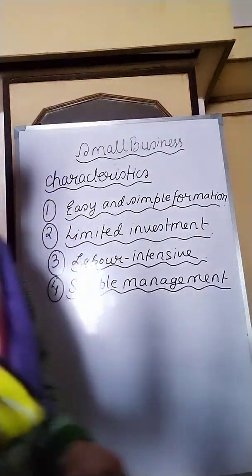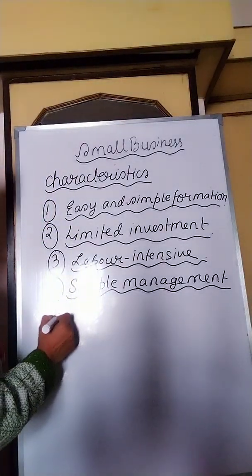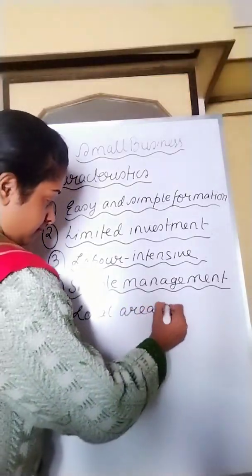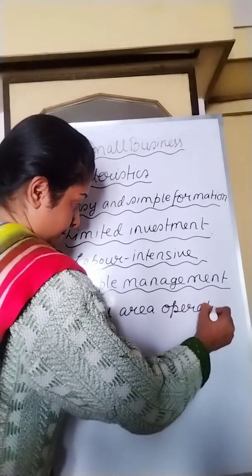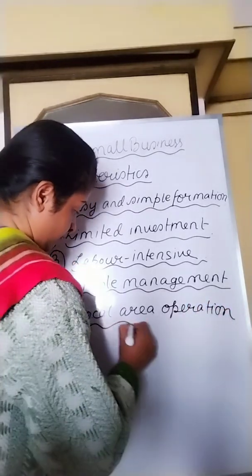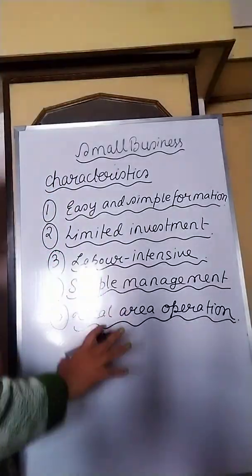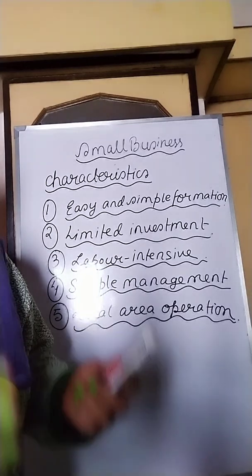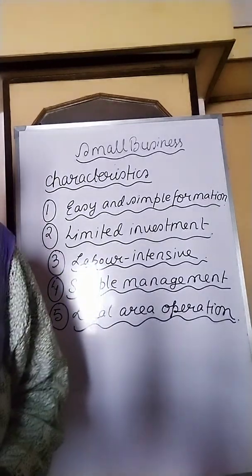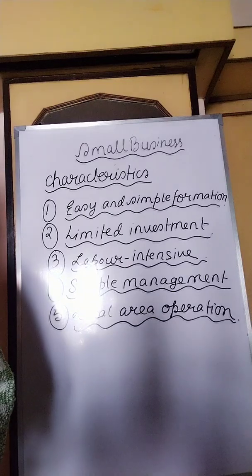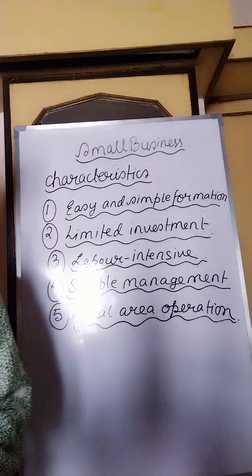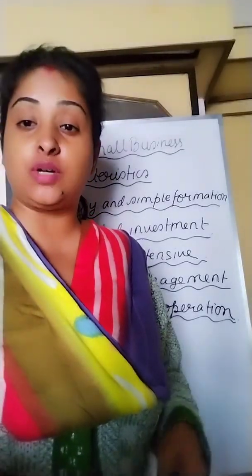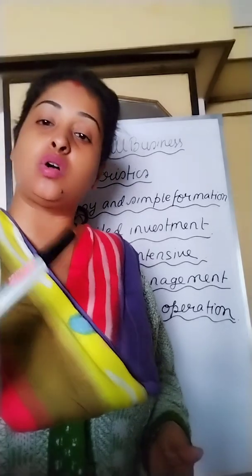Next is local area operation. Many features are there, so I will explain today only these features. Local area operation means the operations of small units are localized. It depends mainly on local resources, but products may be exported all over the world. The production depends on the local resources available. So proper utilization of the local resources is also possible.